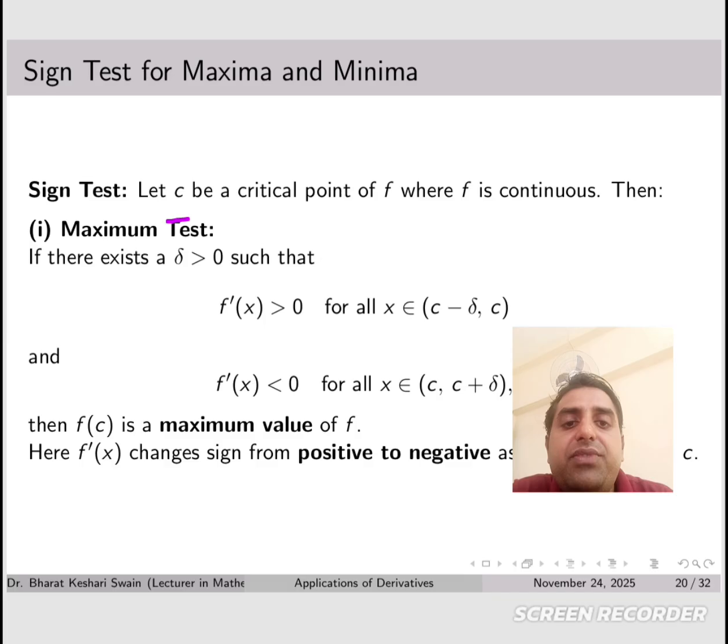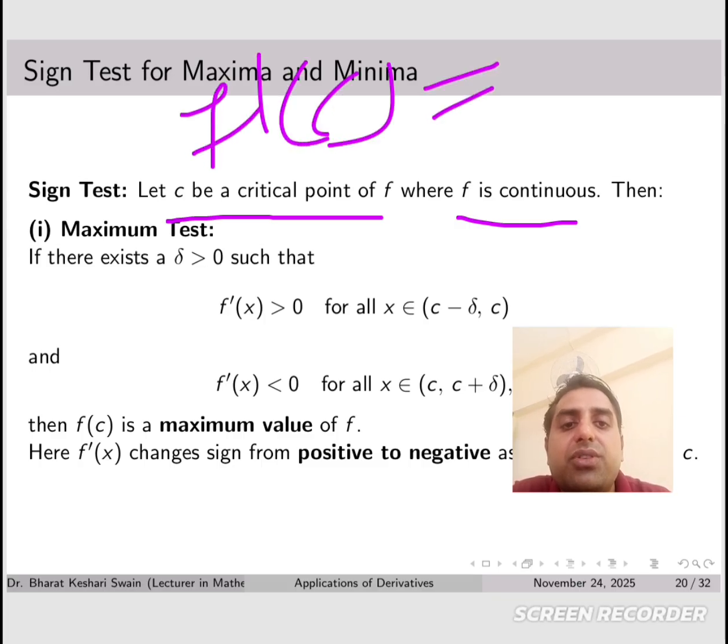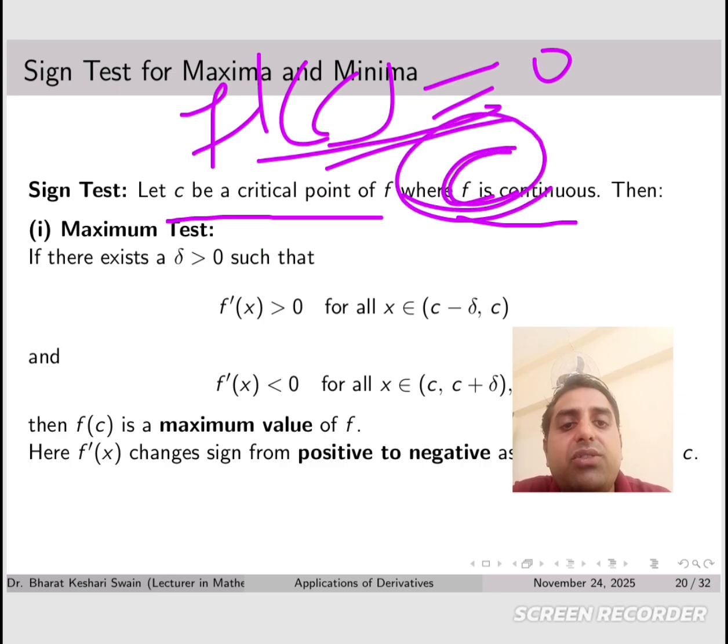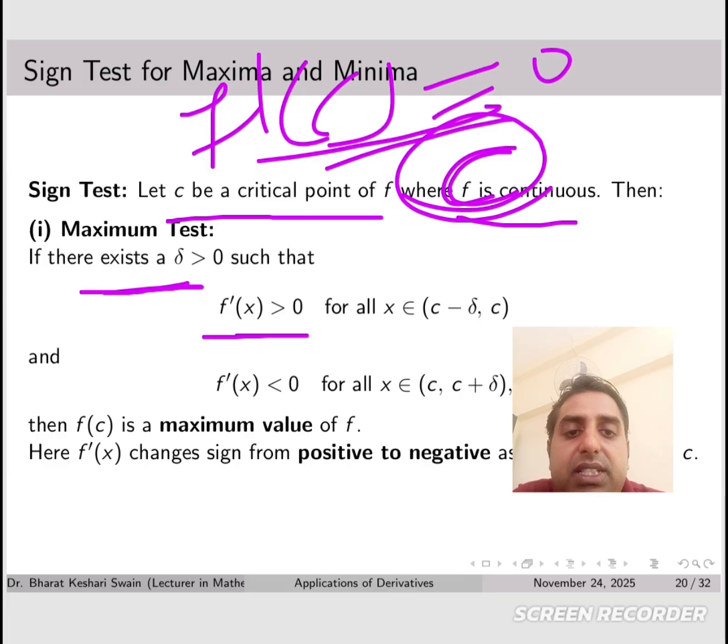Let c be a critical point of f where f is continuous. How to find the critical point? Just take f dash c equal to 0 and solve for c. That c will be the critical point. Then to test for the maximum, if there exists a delta greater than 0 such that f dash x greater than 0 for all x belonging to c minus delta to c.